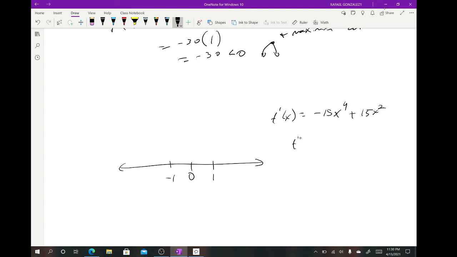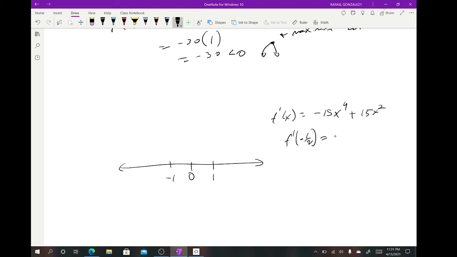So f prime of 1 is going to be equal to minus 15 times 1 to the 4th plus 15 times 1. This is going to be equal to 0. That was a bad point to pick. Let me not pick it because that's a critical value, so I know it's going to be equal to 0. Let's pick -1/2.